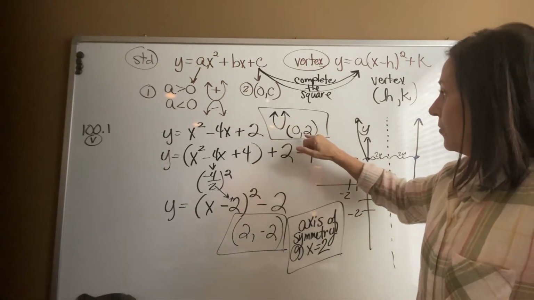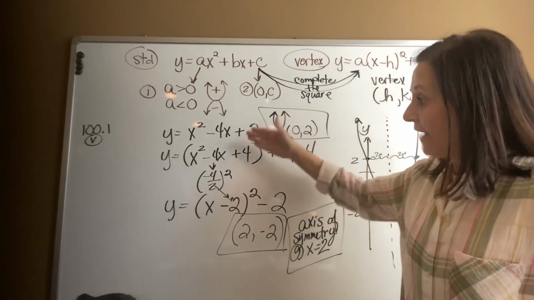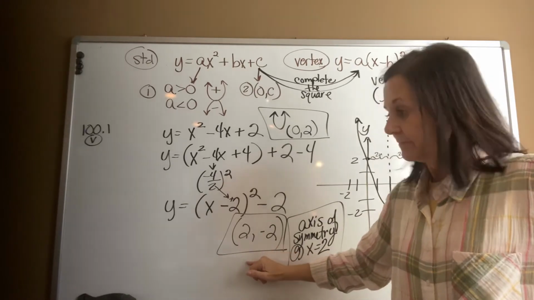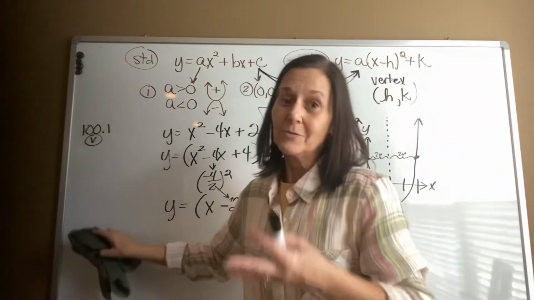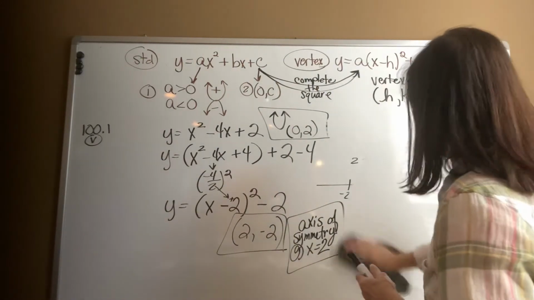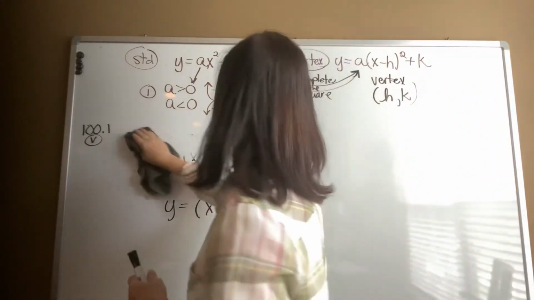So I needed to know open up or down, and I needed to know the y-intercept. I get that from the original equation. After I complete the square, I find the vertex. All right, and that's when it's open up. Open down is slightly more difficult, so we'll do example 2 on the top of page 417.